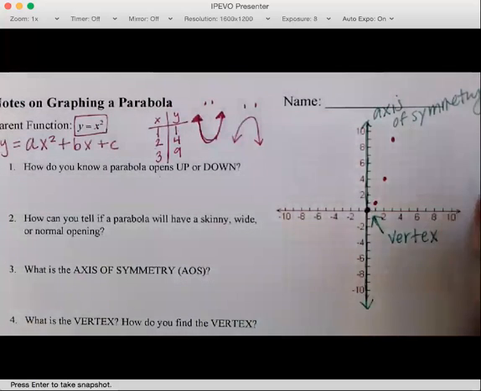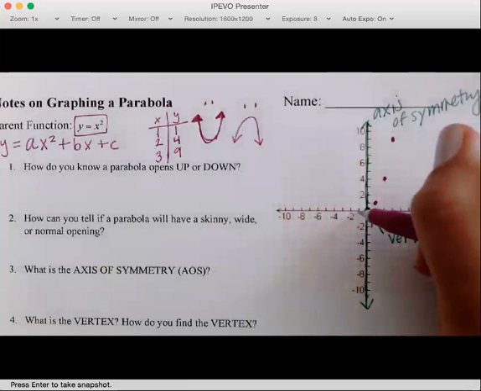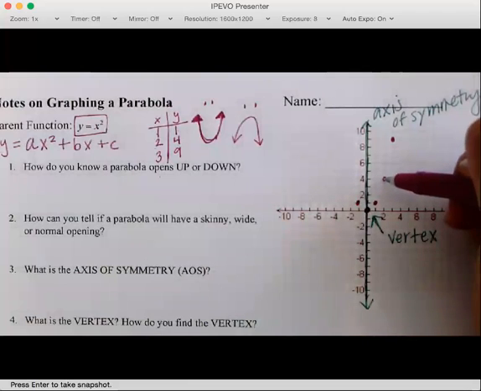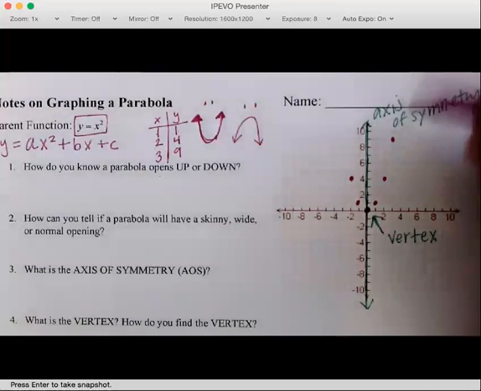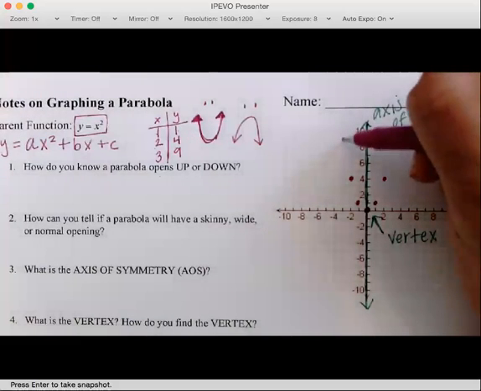Because of the axis of symmetry, we know that if we went over 1, up 1 that way, we're going to go over 1, up 1 this way as well. I can also use this axis of symmetry to go, okay, if I go over 2 this way, I'm going to go over 2 this way. And then this one is over 3 this way, so I'm going to go over 1, 2, 3 this way.